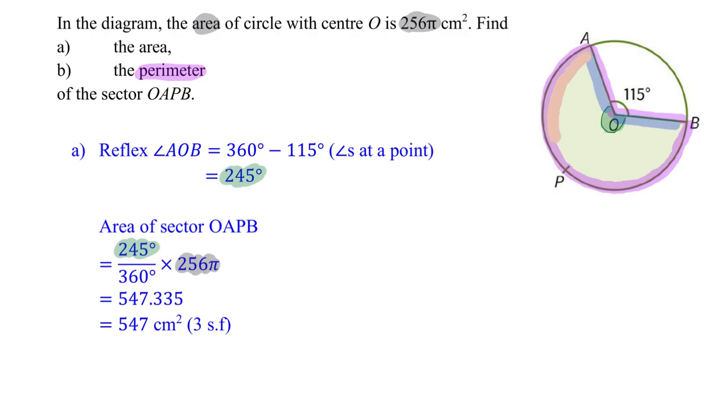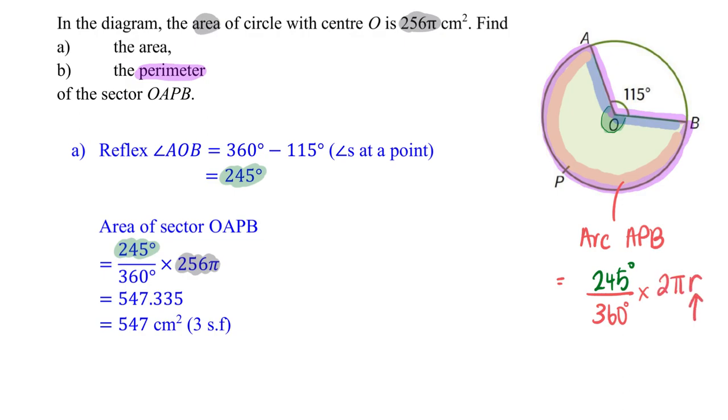Okay, that will be my red color. Arc length is actually equal to the arc APB, which will be 245 divided by 360 multiplied by the circumference. So we really need the radius. Okay, that should be the first step.